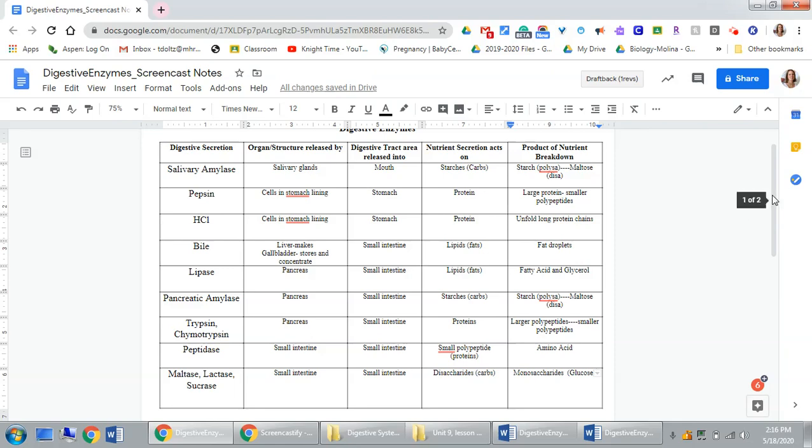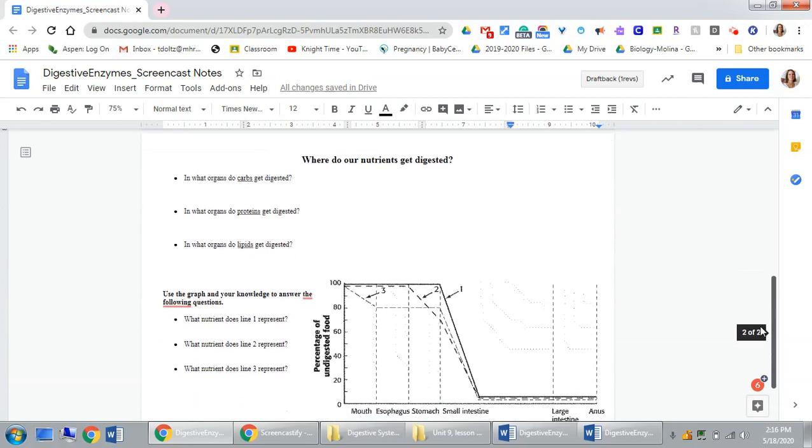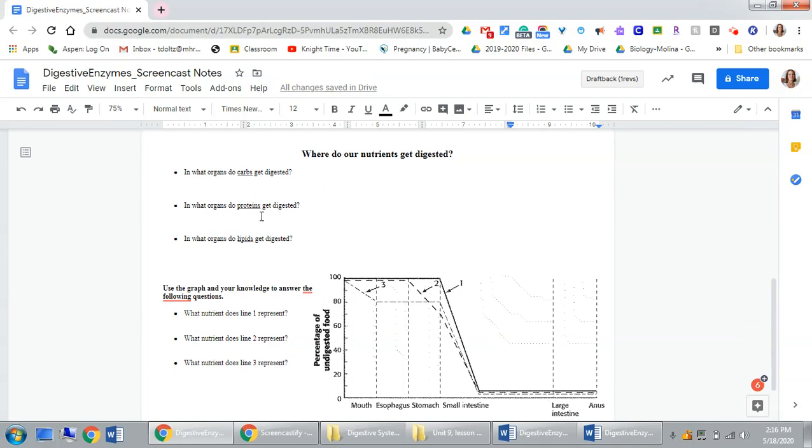All right, so on the bottom of the note sheet here, there is a little chart down here, but also we use the table above. Where do we digest carbs? We digest carbs in the mouth with salivary amylase, and we digest carbs in the small intestine. So we digest them in both places, in the mouth and the small intestine.